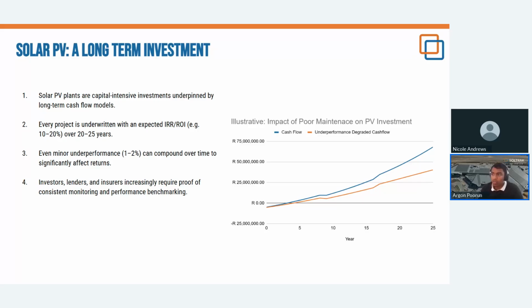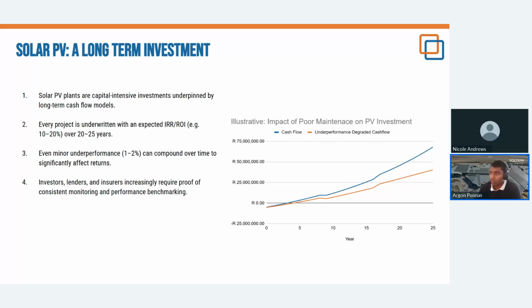But what's important to note from a monitoring and maintenance perspective is that, especially in the early life of the asset, underperformance and mismanagement or poor maintenance can compound over time and significantly affect the return on your asset. So it's quite important from a very early stage of the lifetime of the asset to ensure that you have strong monitoring and maintenance protocols.